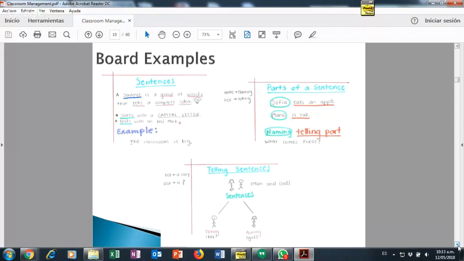One of the sections is the one that you have here on the right, where it says tell a story or naming. And then there's another section where you have all the basic information, in this case, the telling the sentences and part of the sentence. But then it has another section, which is at the bottom. For example, where it says naming, telling part, what comes first, I'm going to be using that one.